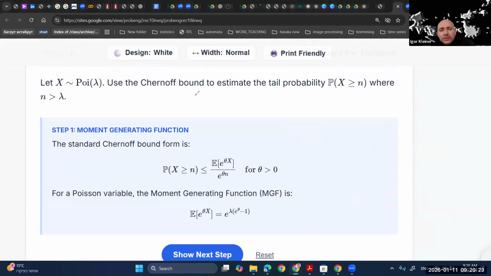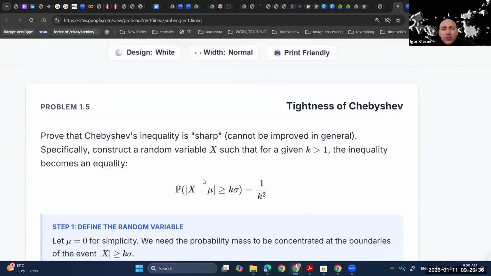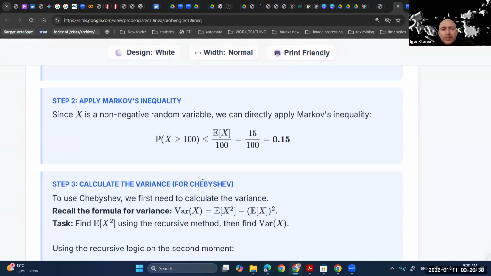Okay, we want to find an upper bound for this probability. By the Chernoff inequality, it is less than or equal to... You remember, let me demonstrate to you. Here we use lambda. Where is it?